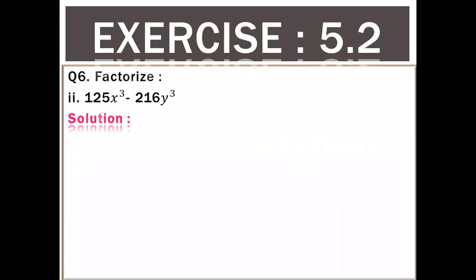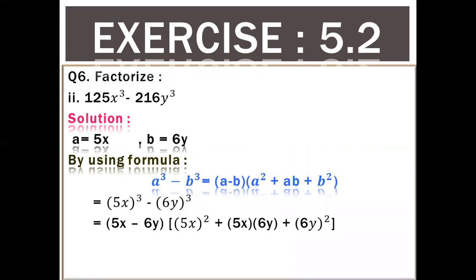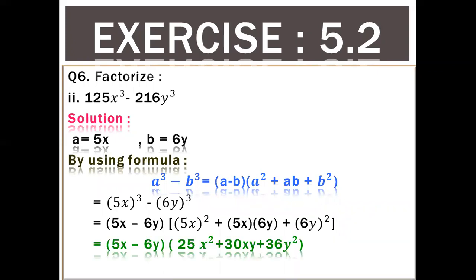125x cube minus 216y cube. 125 is a cube of 5 and 216 is a cube of 6. A cube minus b cube. 5x whole cube minus 6y whole cube. This is equal to a minus b, 5x minus 6y, a square, 5x square, plus ab, plus 5x into 6y, plus b square, plus 6y whole square.